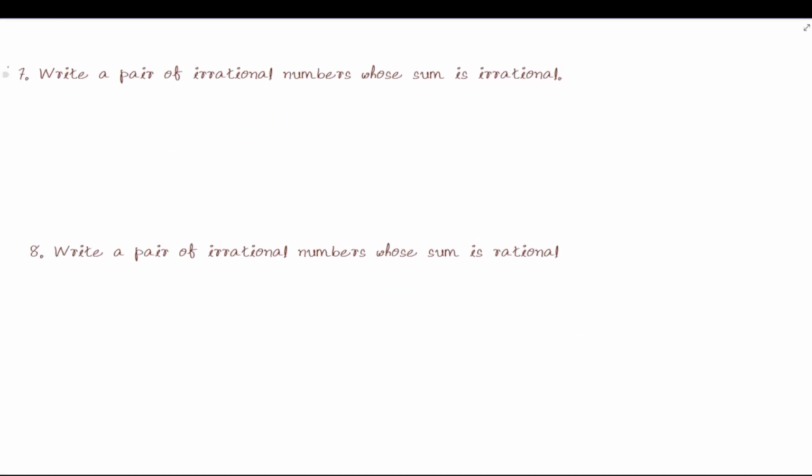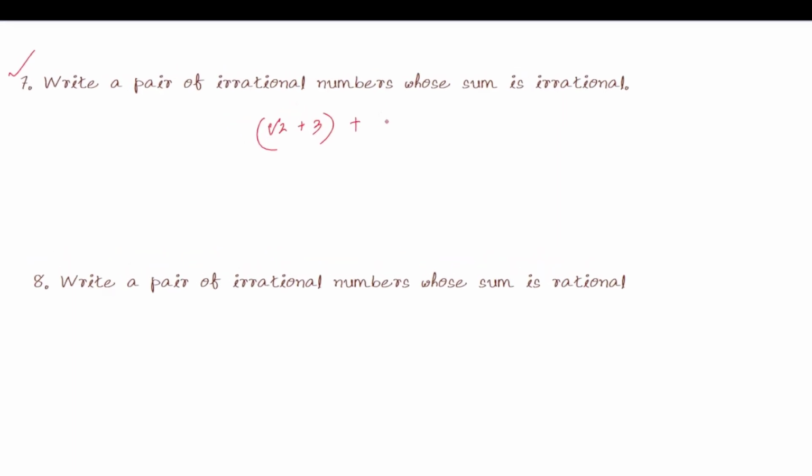Number 7. Write a pair of irrational numbers whose sum is irrational. Okay, irrational numbers, say root 2 plus 3 is one. Another is say root 3 plus 2. The sum will be 3 plus 2, which is equal to 5, plus root 2 plus root 3. So this is an irrational number. We can take any other example, even root 2 plus root 5. This is an irrational number.